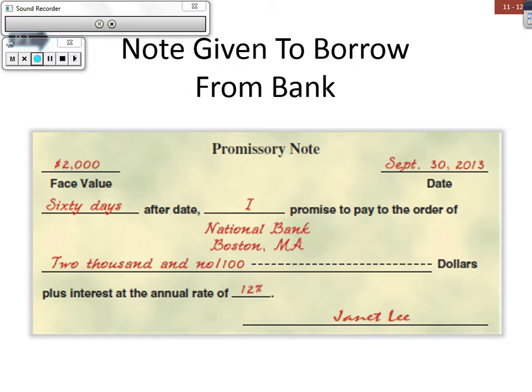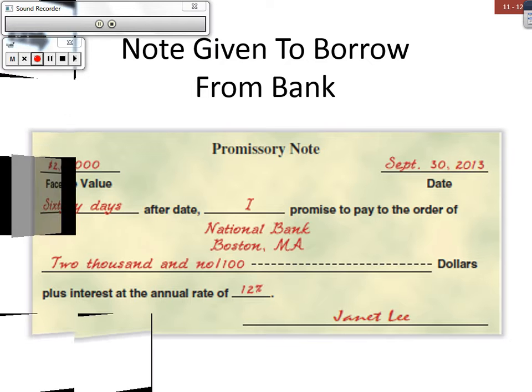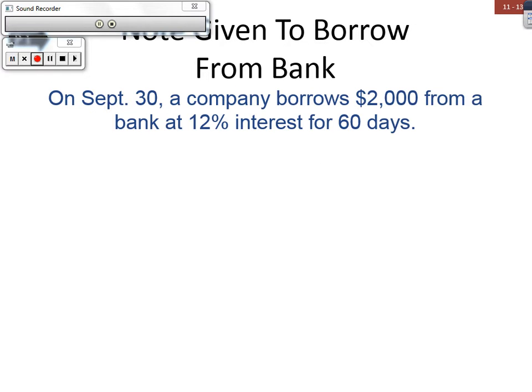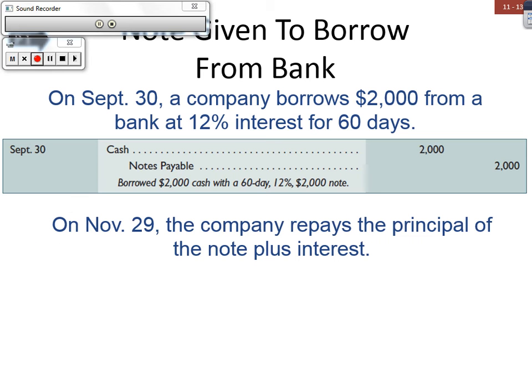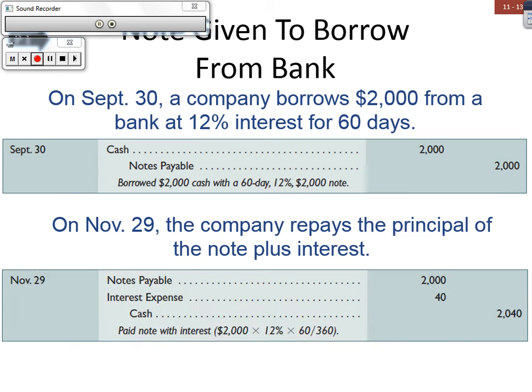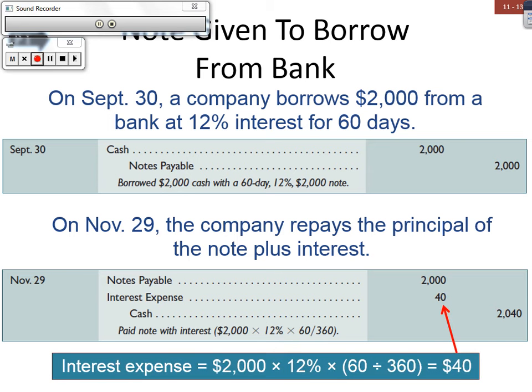This is just showing you an example of a promissory note. They don't necessarily look like this anymore. It's just a document, but that's what they used to look like. So if a company borrows money from the bank, generally it is considered a notes payable. In this case, the company borrowed $2,000 at a 12% interest rate for 60 days, right?